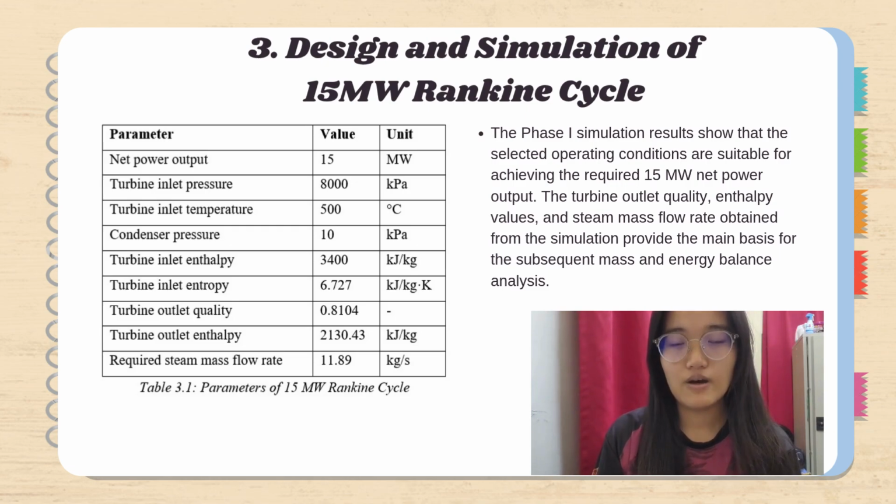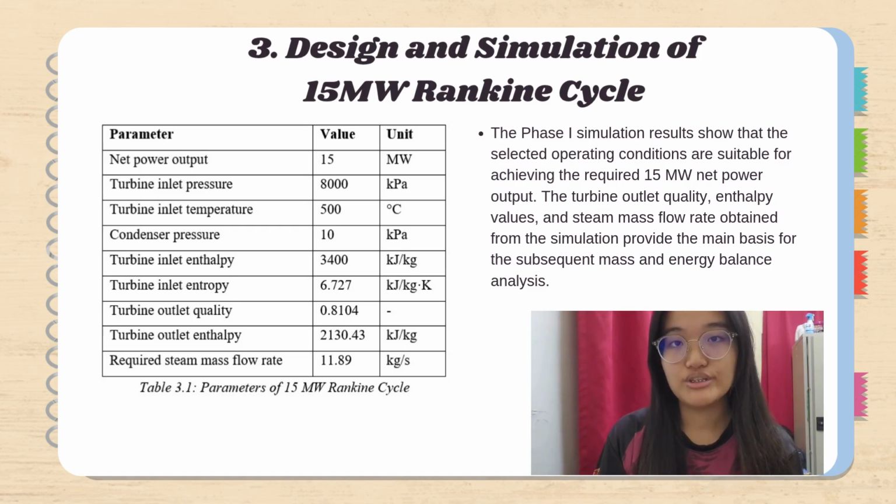The selected operating conditions were a turbine inlet pressure of 8,000 kPa, turbine inlet temperature of 500 Celsius, and condenser pressure of 10 kPa. Based on the steam table data, the turbine inlet enthalpy was taken as 3,400 kJ per kg, while the turbine inlet entropy was 6.727 kJ per kg K. The turbine expansion was assumed to be isentropic. This means that the entropy at the turbine outlet is equal to the entropy at the turbine inlet.